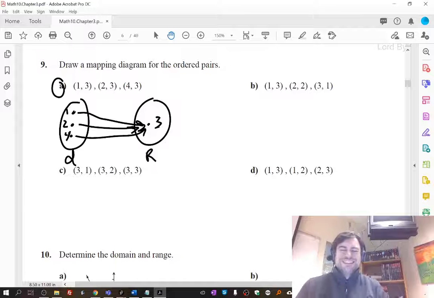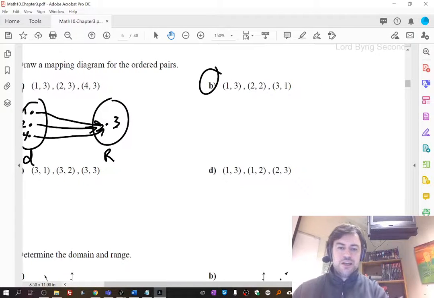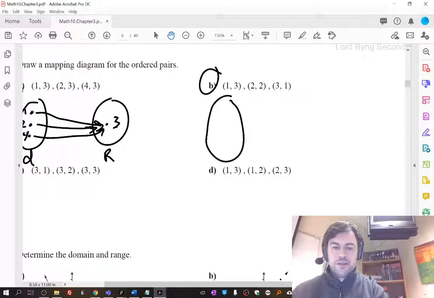I'm hoping that makes sense. But if you are confused or struggling at all, I'll do another example. Let's take a look at B. This one has 1, 2, and 3 in our domain. I'll put the D up here maybe. And over here, I'll give myself some more space for the range. So I have a 1, a 2, and a 3.